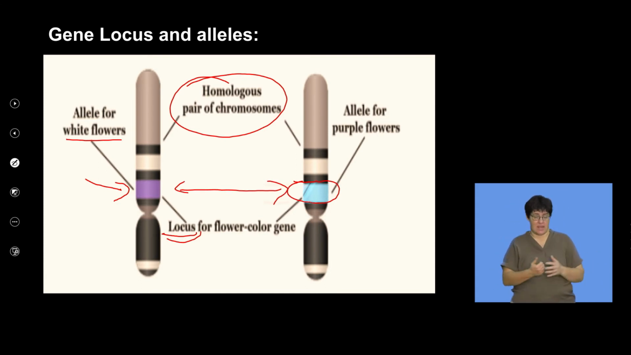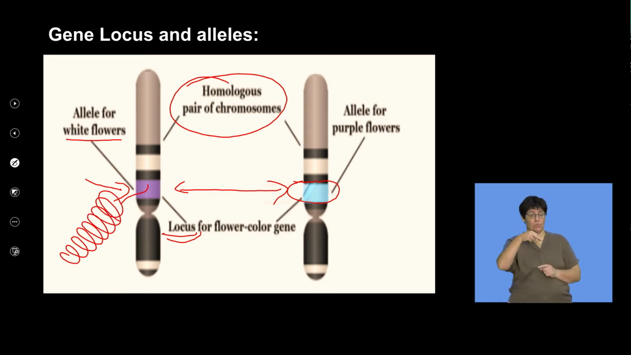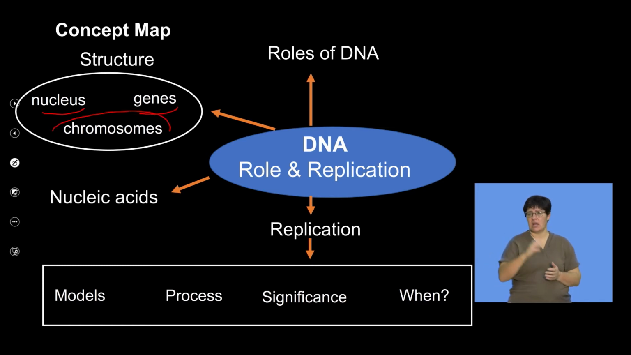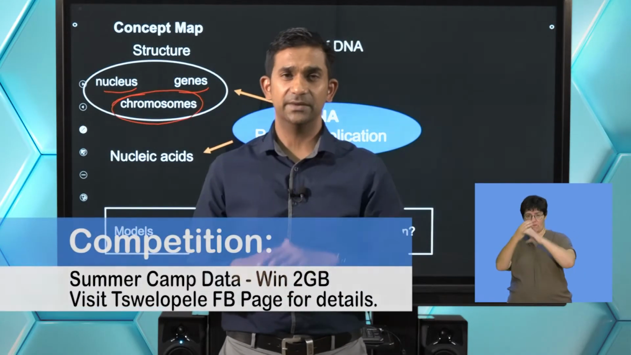Remember that that gene is DNA that is wrapped around histone proteins that codes for, in this case, the color of flower. And these homologous chromosomes essentially point to structures where DNA is found, wrapped around histone proteins. So guys, we've looked at the nucleus, we've looked at the genes, and we've tried to unpack what a chromosome is. It's important that we understand this context before we move into the process of DNA replication.